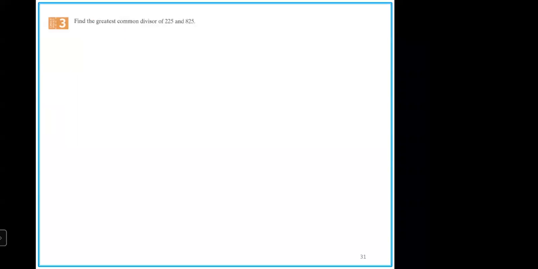No? Okay, so let's look at this one then. We have 225 and 825. Let us start with 225. Anybody want to suggest what we could do for 225 to break it down? What numbers could we use? When you look at that number, you should be able to see right away which number can divide 225. 5. We know we could start with 5 because 5 definitely could go into that. 5 times what gives you 225? 45. 5 times 45.